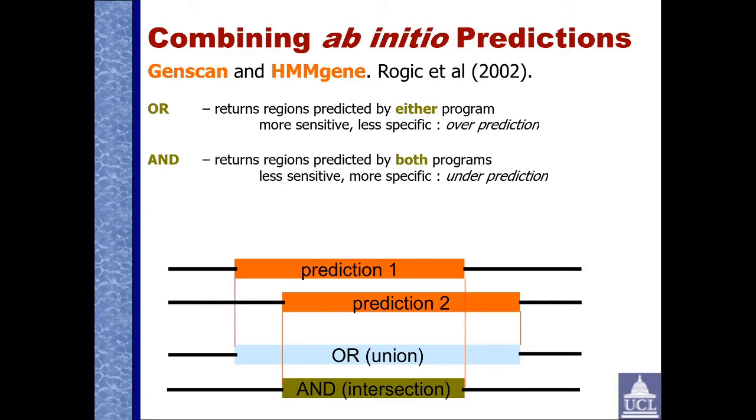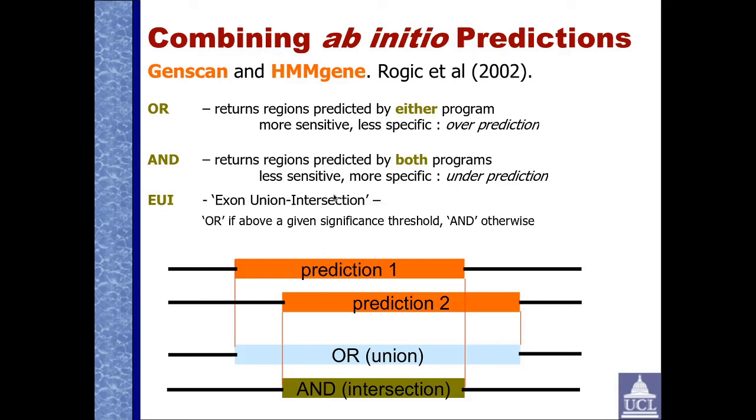Alternatively, we can AND the predictions together. So what we're doing here is saying if both predictors predict the region is in an exon, then we return that as a prediction. So this is going to be less sensitive but more specific, and we're going to tend to underpredict.